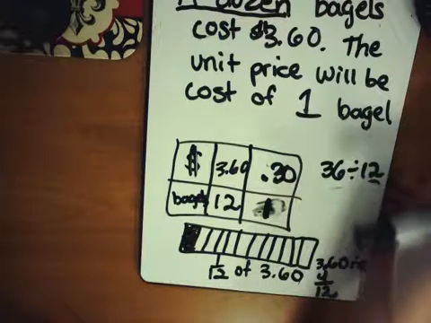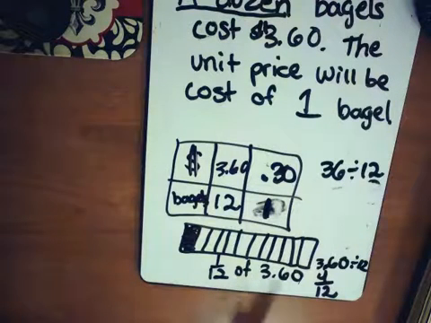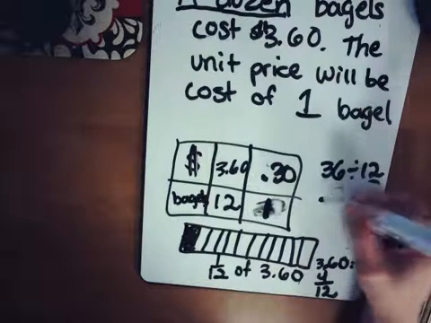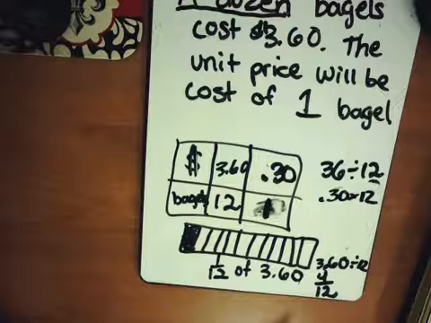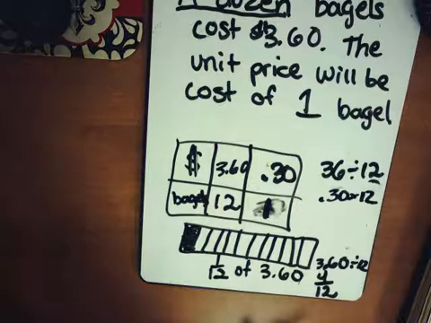But again, friends, how can I check my answer with multiplication? Yes. I can do 30 cents times 12, and what should it equal? $3.60. That's right.